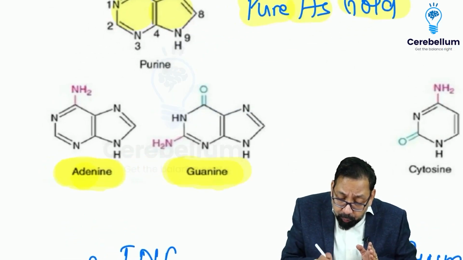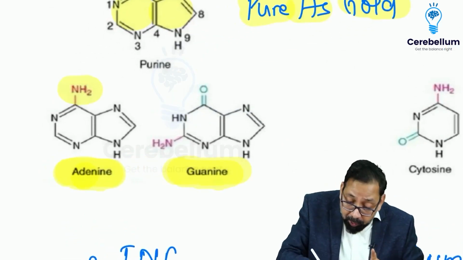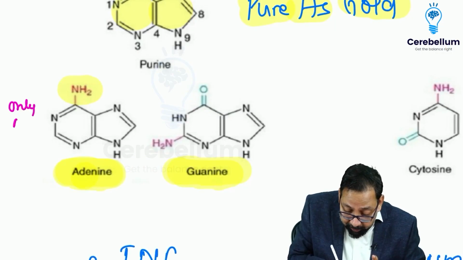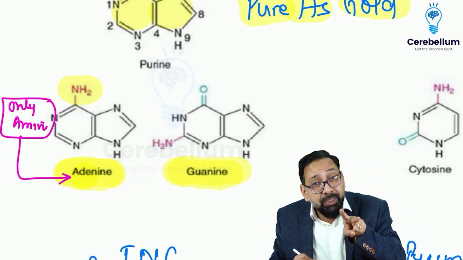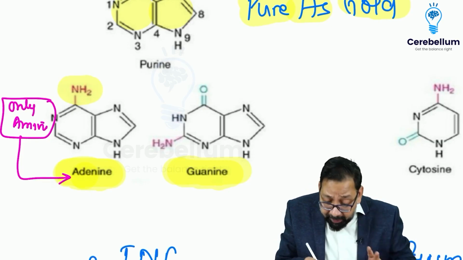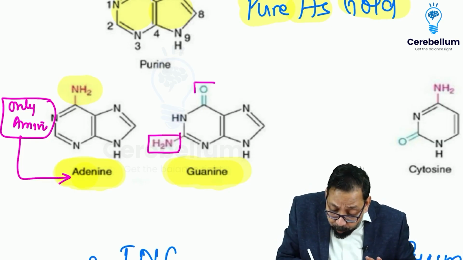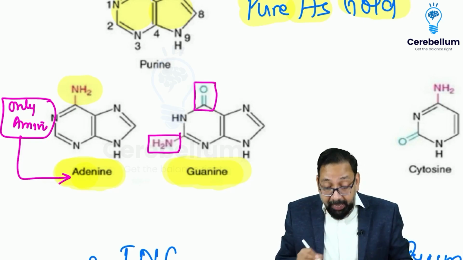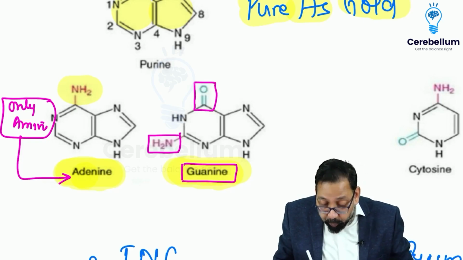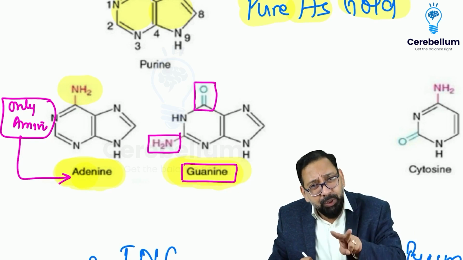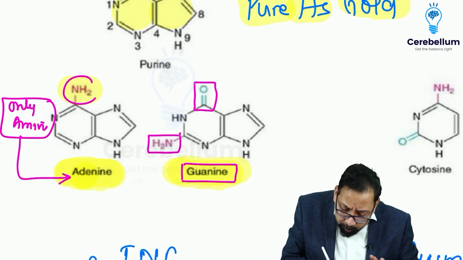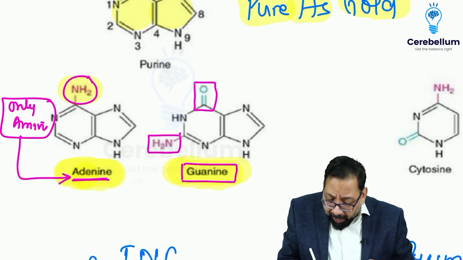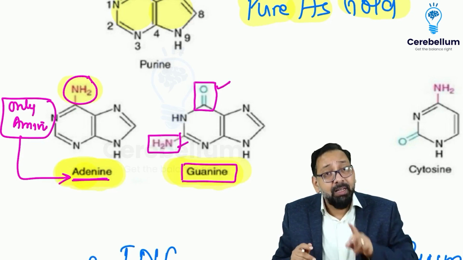You will search for an amine group. If only amine, then it is adenine. If the structure has 2 rings and you find that both amine and keto groups are there, then it is guanine. So if 2 rings are there, this is purine, pure as gold: adenine or guanine. If only an amine group is there, that is adenine. If amine and keto group both are there, that is guanine.